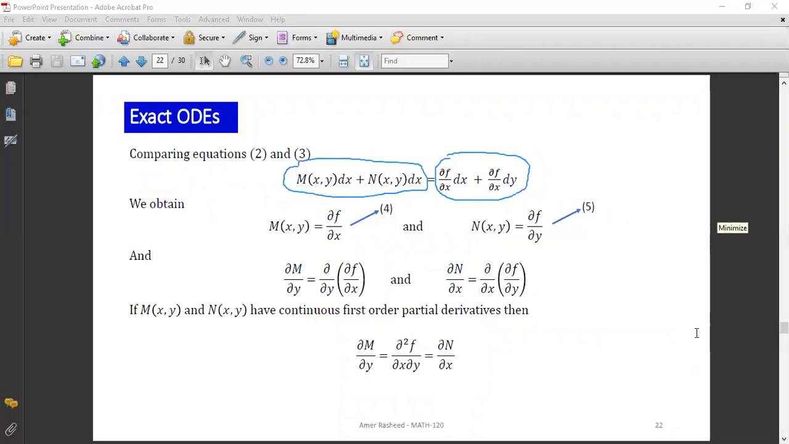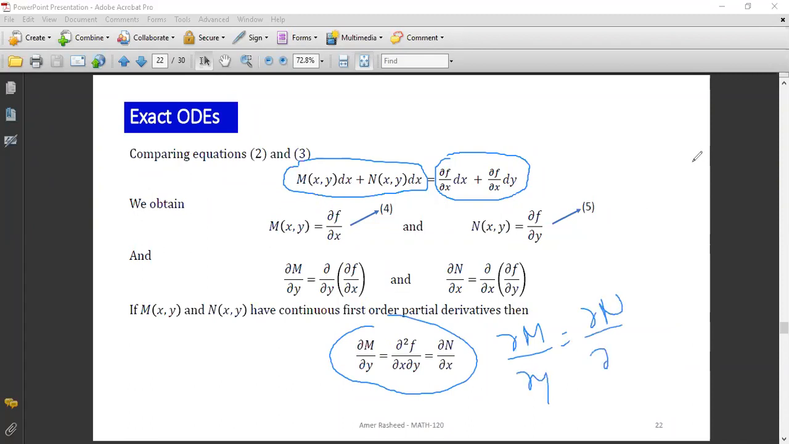there's a question in the chat, can we swap the places of M and N? Yes, you can change their places, but be careful here. This condition will be changed. Now, if this condition is partial M over partial y equal to partial N over partial x, if you swap them, then you have to be careful because this condition is very crucial, and we are going to use this as a criteria for an exact differential equation.